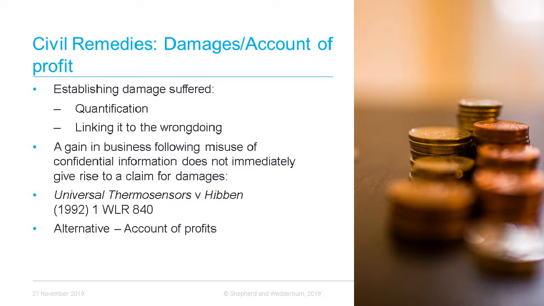Now, both financial claims and an injunction or interdict can be sought in the same action. They're not exclusive remedies. The idea is that the injunction, permanent injunction, protects the information going forward. The damages compensate for the losses suffered as a result of the breach.